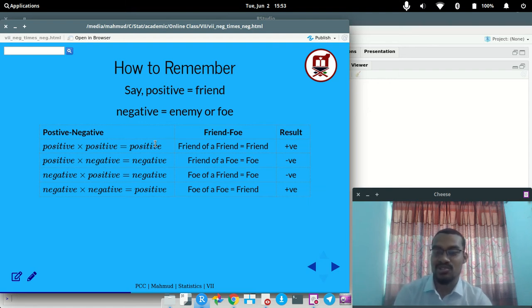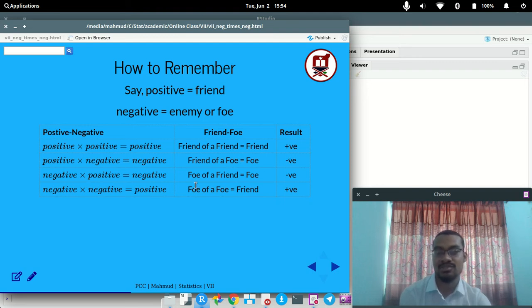Positive times positive is positive. Let's consider this: a positive number is like a friend and a negative number is like an enemy or a foe. So positive times positive is a friend of a friend, and we know that a friend of a friend can be considered a friend. Again, positive times negative can be considered a friend of a foe. Since negative is a foe or enemy, a friend of an enemy can be considered an enemy, so it is negative.